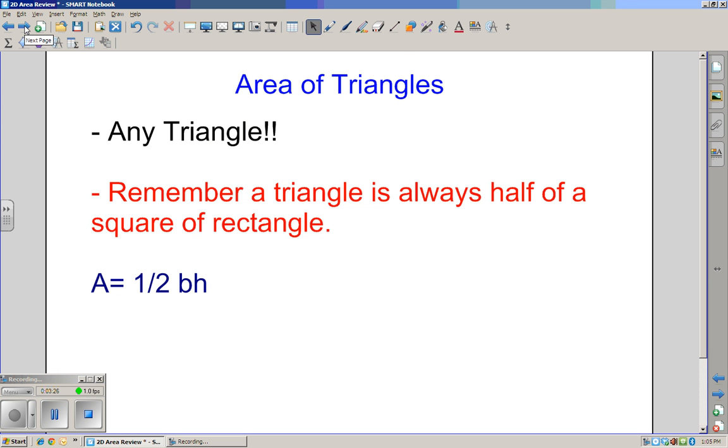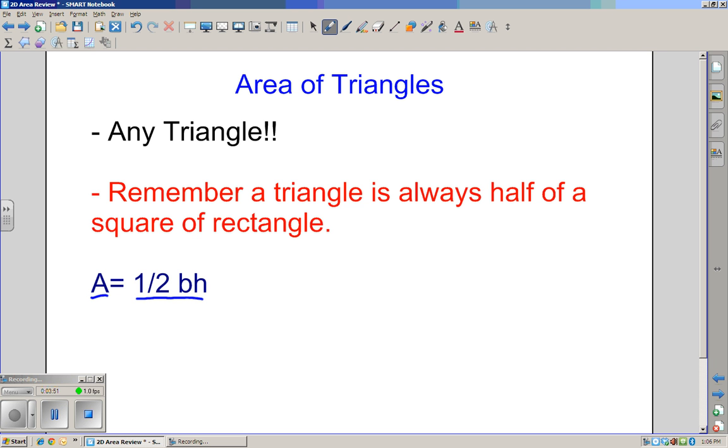Next is my area of a triangle. So this works for any triangle: equilaterals, isosceles, there we go, found the word. And all my triangles, right triangles, this equation works for all of them. So my equation is my area is 1/2 base times height.